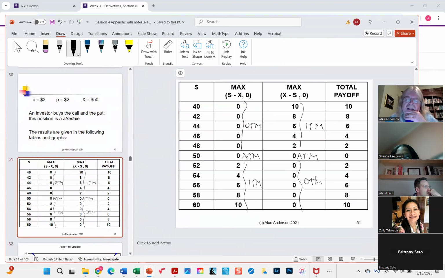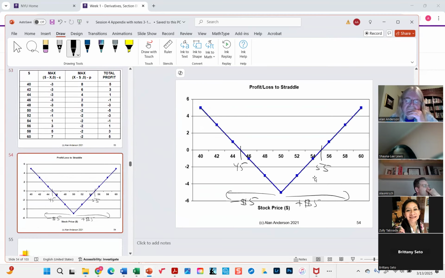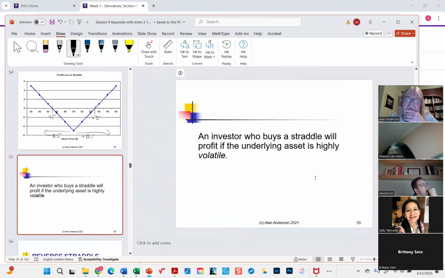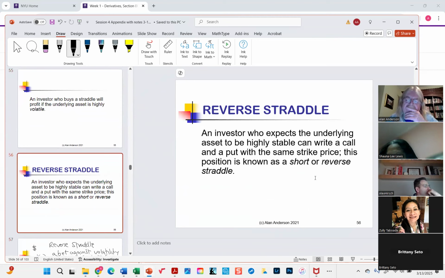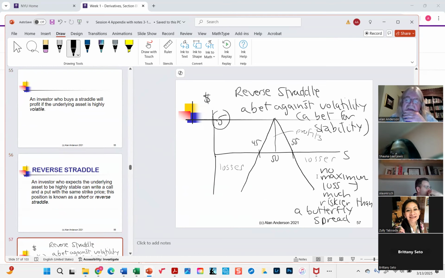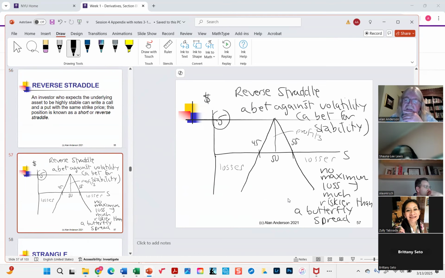So this is our straddle. Now, if you have the opposite outlook, you can set up a reverse straddle where you sell both options. And that puts a lot of money in your pocket today. This is what it would look like.